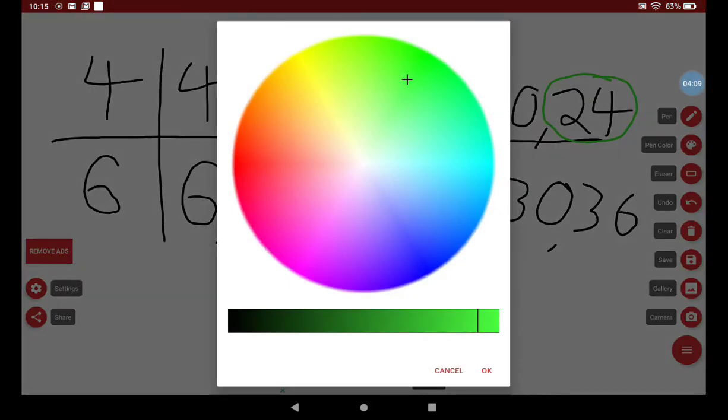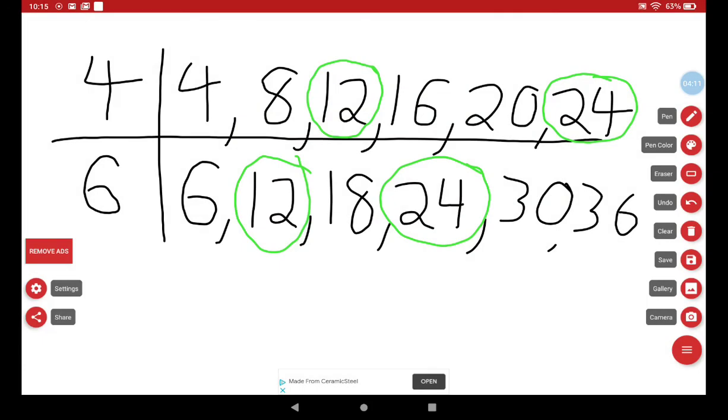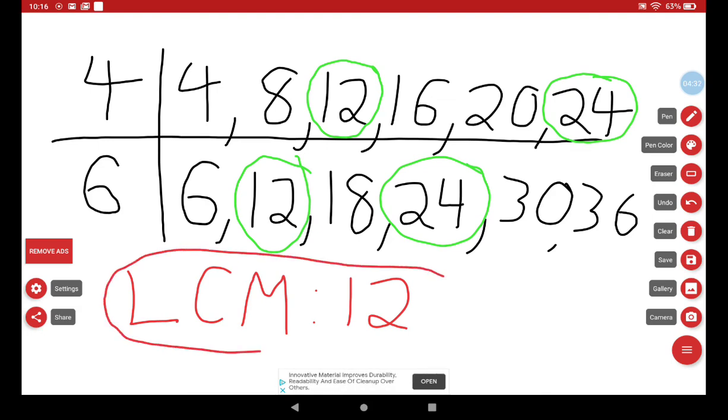Now we're going to look for that LCM, the least common multiple. Well, between 12 and 24, which is the least of these? What I mean is, which one's smaller? Very good. You know that 12 is smaller. So the least common multiple of 4 and 6 is going to be 12. Very good.